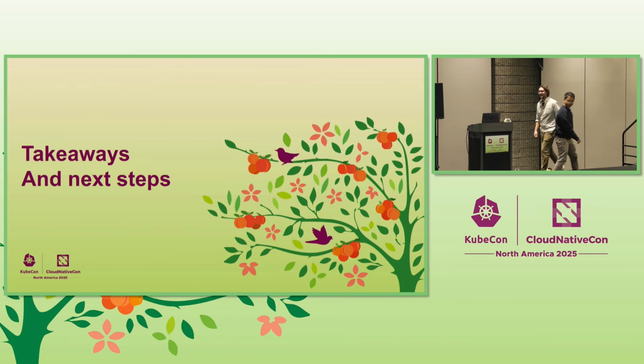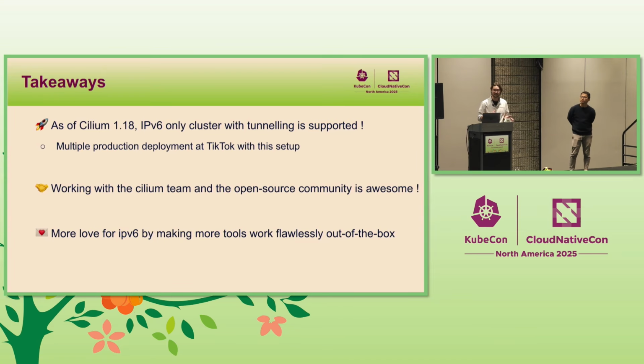Yeah, thanks a lot, Giri. So what do we make of this journey? I think some of you might have already understood that it took a bit of time to get there. But what we want to show you is that as of Cilium 1.18, an IPv6 only cluster with tunneling is fully supported. We have multiple production deployments at TikTok with this setup. They handle relatively high load. We haven't seen any issues with them, and we're quite happy with what we have, and with Cilium in general with those clusters.